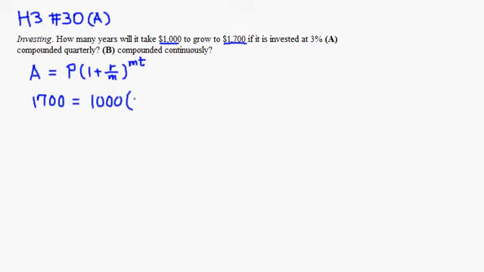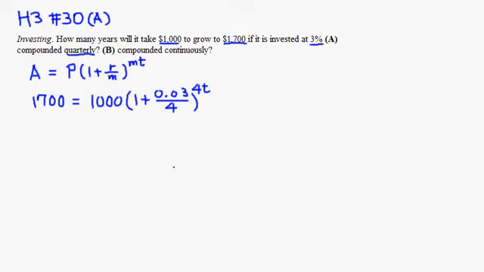Then you have 1 plus the annual interest rate, which is 3%. In decimal, that's 0.03. Then M is 4, since it's compounded quarterly, which means 4 times a year. Then you have 4t, and T is the only unknown, so we have to find that.